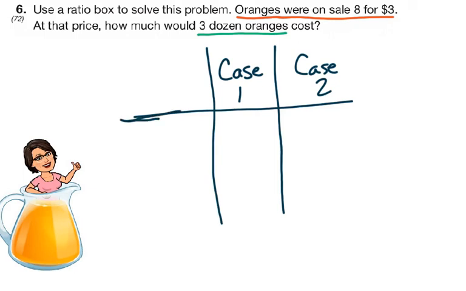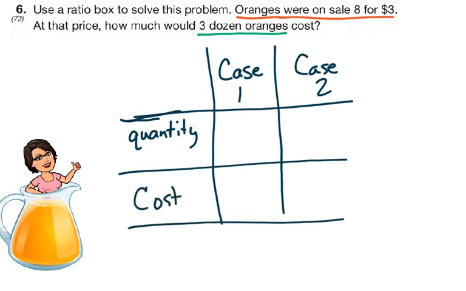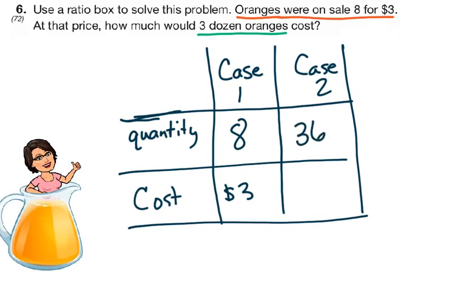So we have the quantity, that's how many, and we have the cost. So they're on sale for 8 for $3, and they want to know how many for 3 dozen. Well, 3 dozen is 3 times 12, right? Because there's 12 in a dozen. So 3 times 12 is 36, and we want to know how much it's going to cost. We're going to set up a proportion and solve.